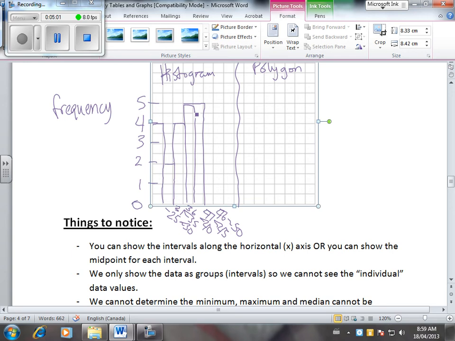Again, please make yours look neater. It's difficult for me to draw. And these ones go here, so they match up. Again, these should match up a little bit better. It's just difficult for me to draw precisely on the board. And then for a polygon, remember that we have to use the midpoint of the intervals.